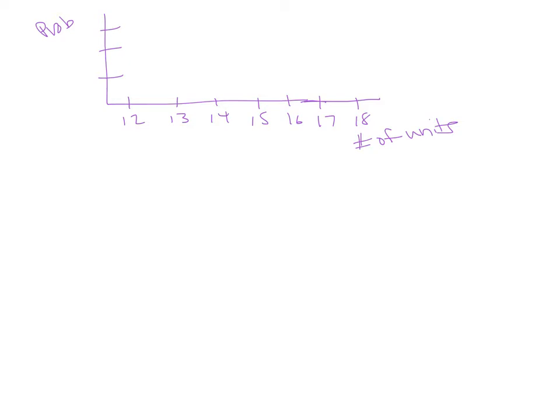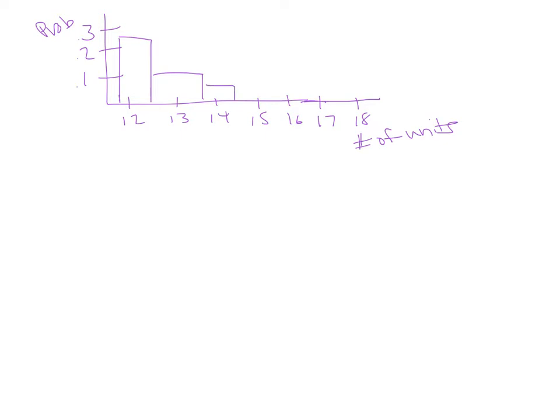And I do not need to go up to 100%, or I do not need to go up to 1. I'm just going to go up to the highest things I have. So for 12 number of units, the probability of that happening is 0.25. So I'm going to start with that one. For 13 units, the probability of that happening is 0.1. And so on. So you're going to be doing the same thing.